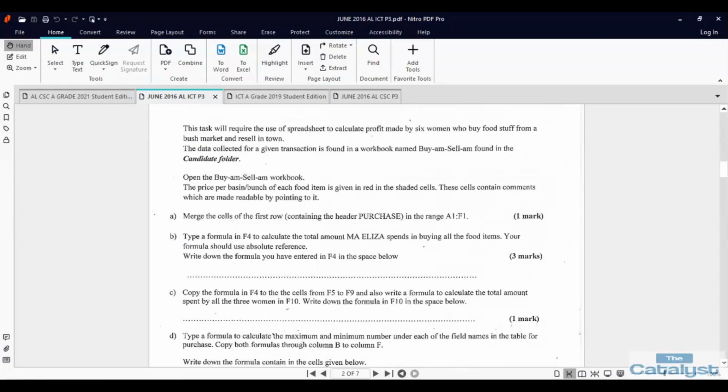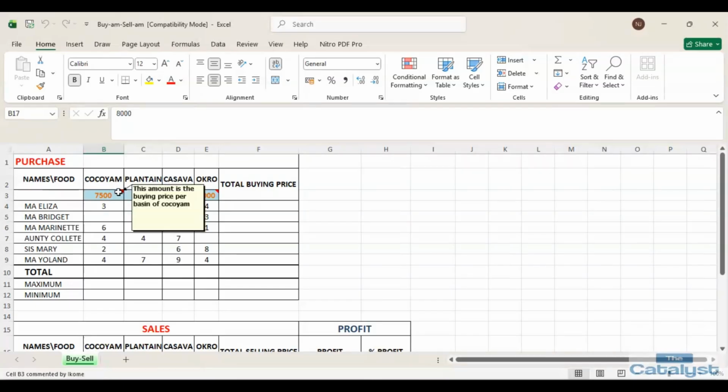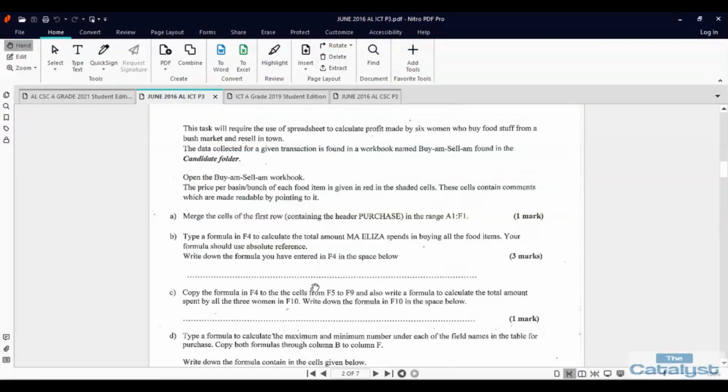Now the price per basin or bunch of each food item is given in red in the shaded cells. These cells contain comments which are made readable by pointing to it. Okay, so this amount is the selling price per bunch of plantain. Okay, this amount is the selling price per basin of cocoyam. This one should be the cost price, buying price per basin. Okay, so now let's move.